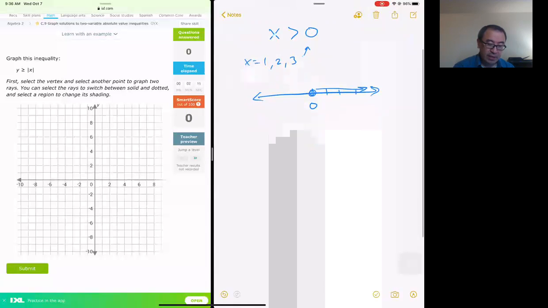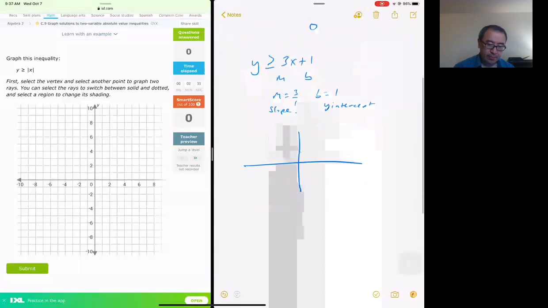So if we look at a previous example, when it comes to graphing lines, y is greater than, let's say, 3x plus 1, m and b. M is 3, so that's my slope. My b is my y-intercept. We graph our b first. We count the slope, 1, 2, 3 over 1. And then we draw a solid or dotted line. Do you guys remember? Is it solid or dotted? Since we can be equal to the line, we draw this as a solid line.